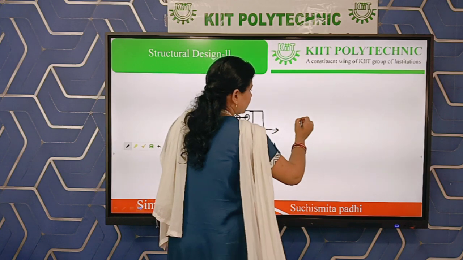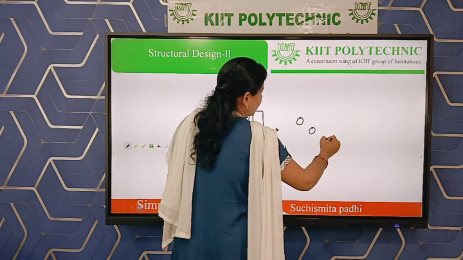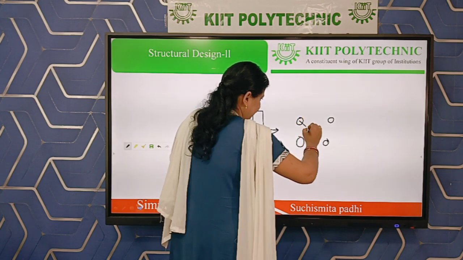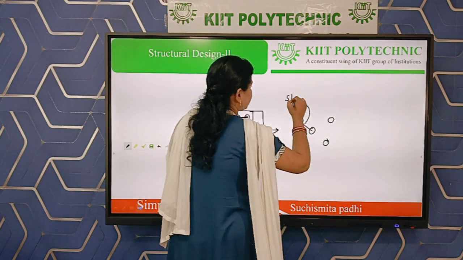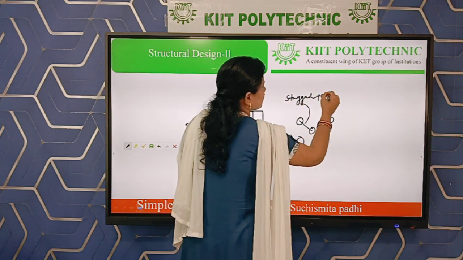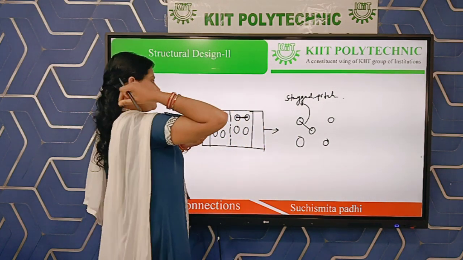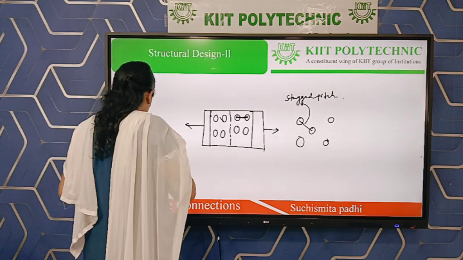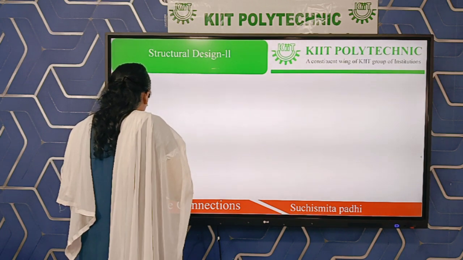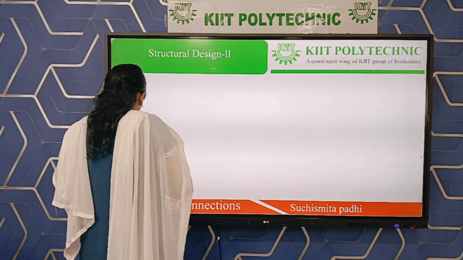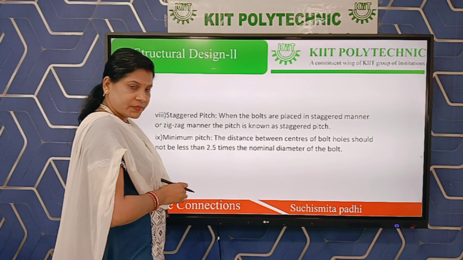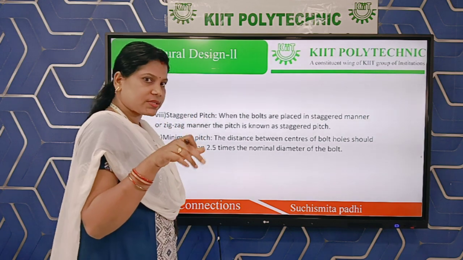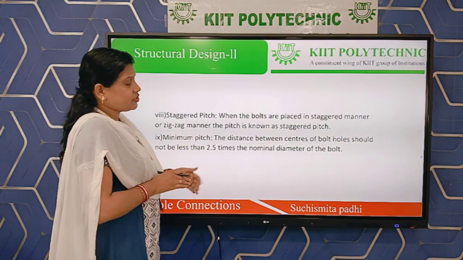But in case of staggered pitch, the bolts are in zigzag manner. That's why we are measuring the pitch inclinedly, and it is named as staggered pitch. When the bolt arrangement is like chain manner, it is normal pitch, and when the bolt arrangement is like staggered or zigzag manner, then it is zigzag pitch. Always we are measuring the distance between two adjacent bolt holes parallel to the direction of stress, or horizontally.